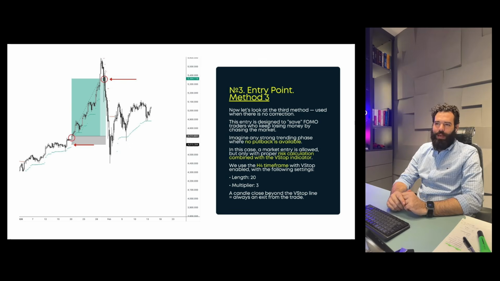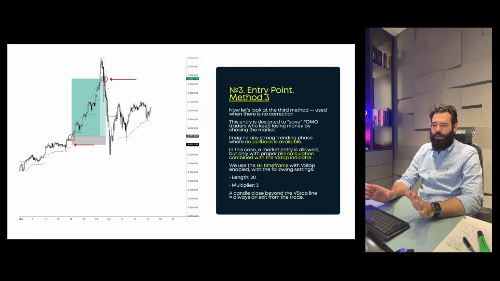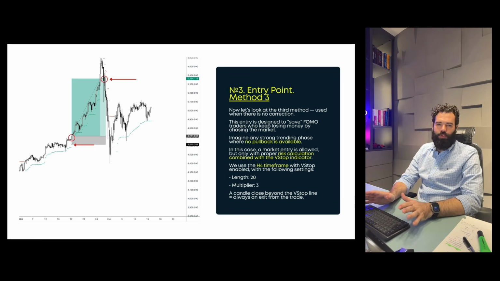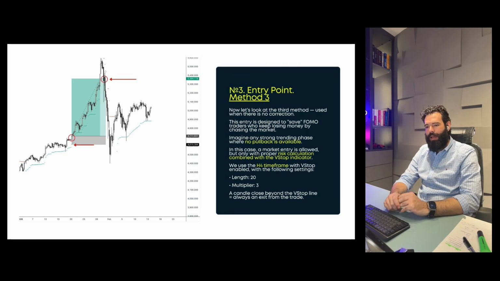Once you've entered the market, as soon as a candle closes beyond the VSTOP indicator, you close the trade. Minimal subjectivity, minimal overthinking. You simply enter and close the trade when the conditions are violated. That's really all we need to do. Notice how the crash that happened in February of 2026 was predicted using the VSTOP indicator.